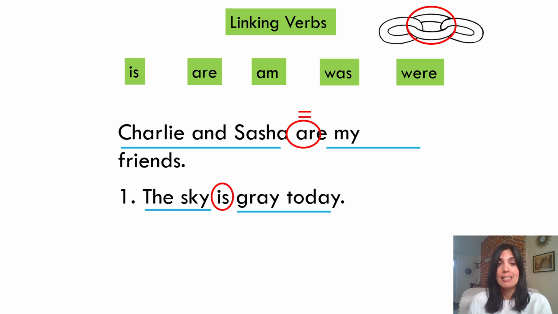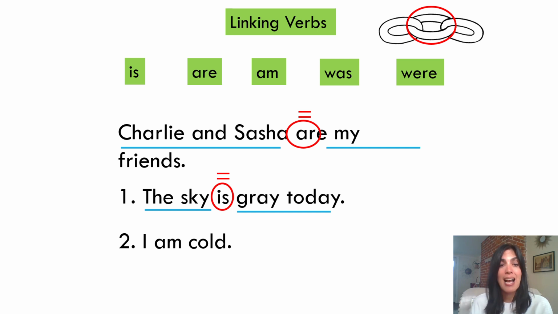The sky is gray today. Remember, you can think of it as an equal sign. The sky equals gray today. But instead of saying equals, we use that linking verb is. Let's take a look at another example.